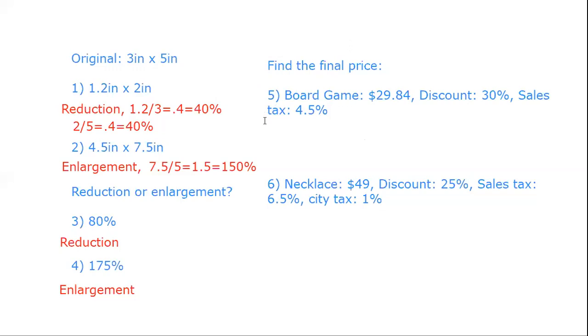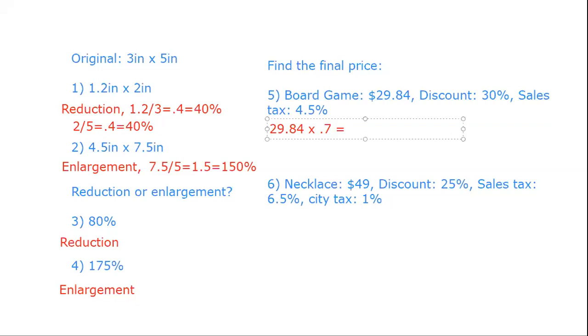All right. So first step, we're going to take your 29.84, multiply that by 0.7. So that makes it so you've already taken away the discount. Wait, why would you multiply by 0.7? So what you do is you take the whole, like 1, 100% minus 30. Because that's what your final price is going to be. It's going to be 70% of the original.